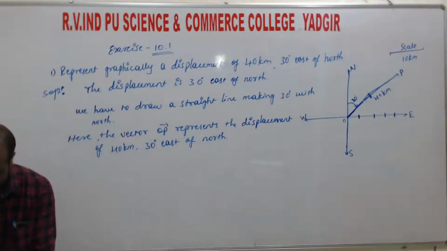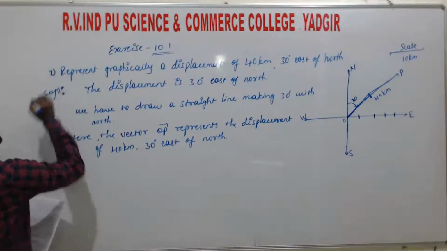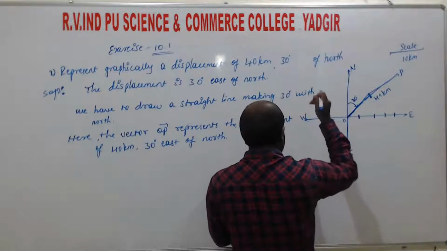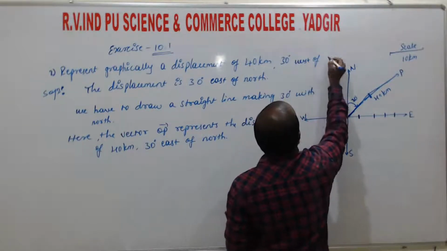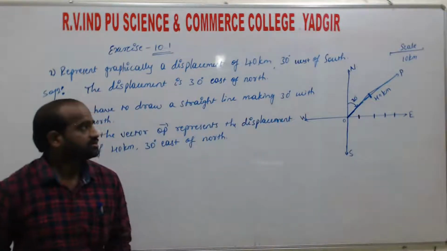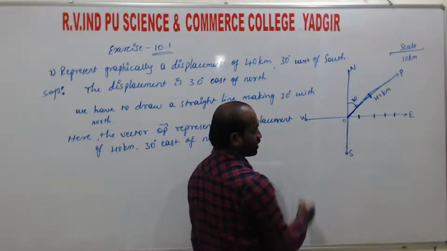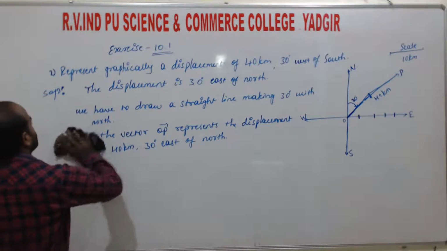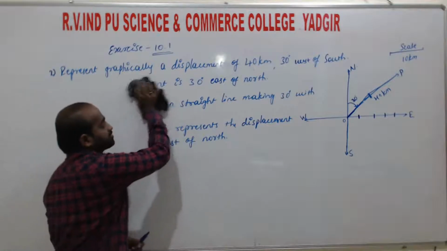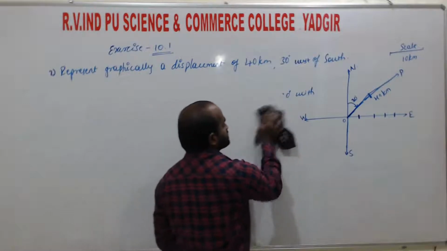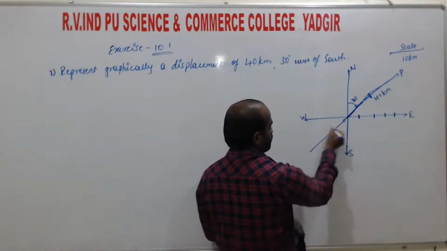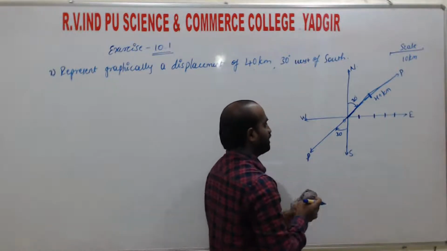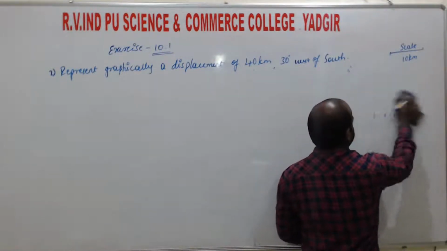Next, another question, same one. Represent graphically a displacement of 40 kilometer 30 degree west of south. Same procedure. Okay, west of south, 40 kilometer, 30 degrees. Represent graphically a displacement of 40 kilometer, 30 degree west of south. Same as before, the vector OP represents the 40 kilometer displacement 30 degree west of south.